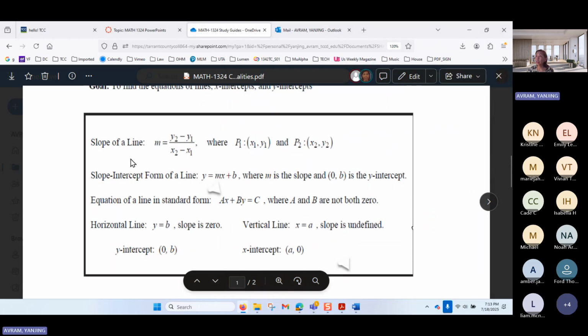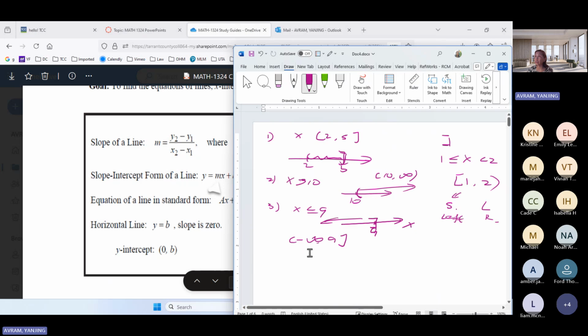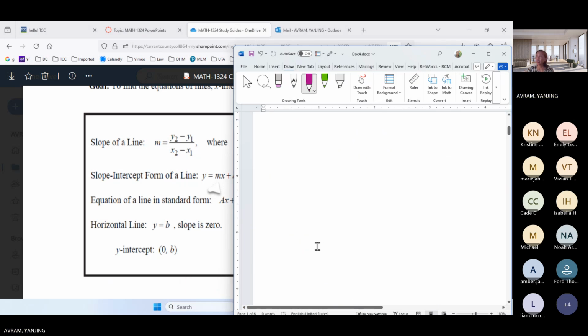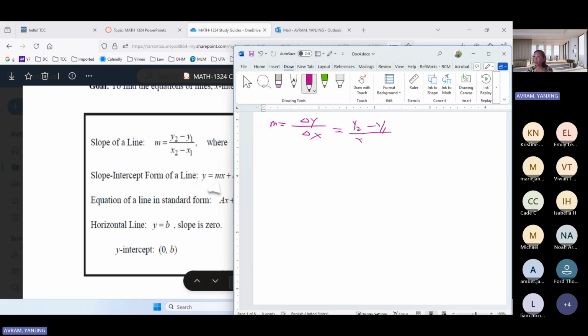All right, so for the slope of the line, the slope is always equal to the change of y over the change of x, right? So that's the slope. We sometimes call it delta y over delta x. Delta is the change, so the change of y is y2 minus y1, and the change of x is x2 minus x1. Sometimes this is called rise over run, that kind of thing.